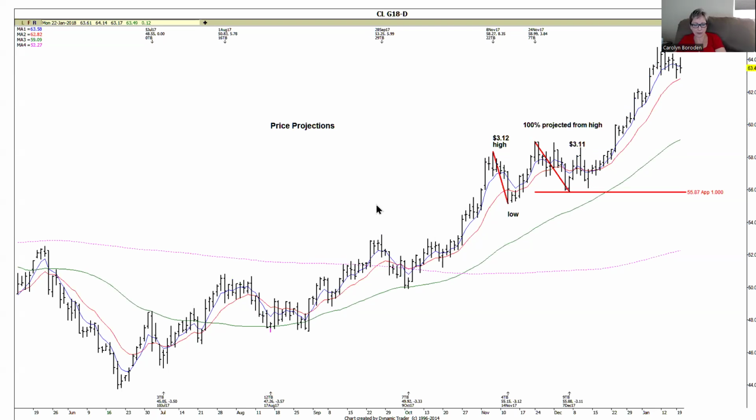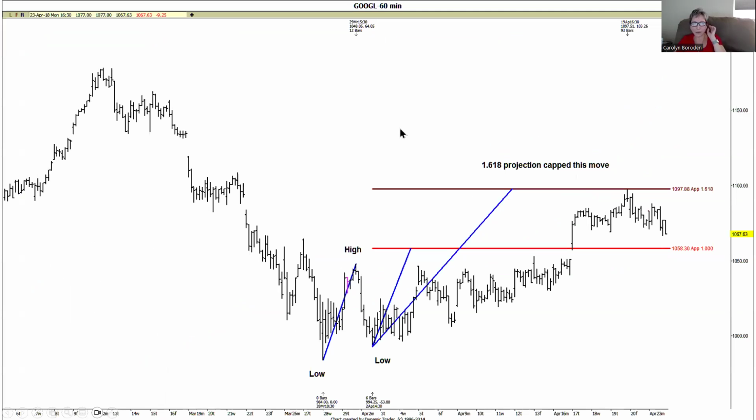Okay, so that is an example of a price projection. Here's another one. This one is Google on a 60-minute chart. Now here, I measured a prior low to high swing. So I did use the 100% projection, and it didn't offer us any resistance in this case. We blew right through it. But I also ran the 1618 projection because it also might give us some resistance to the move.